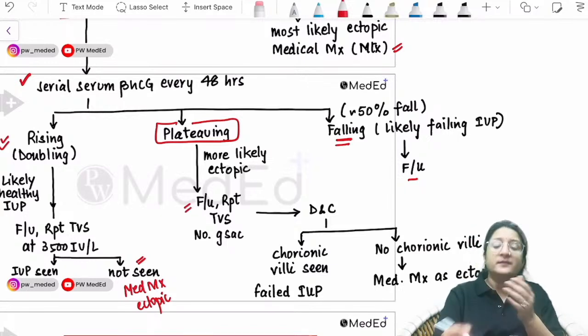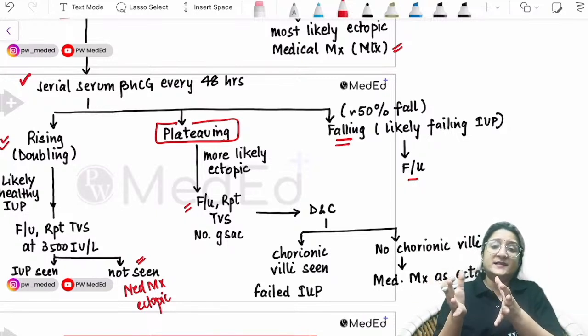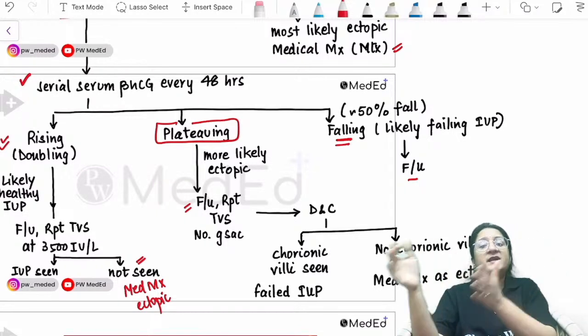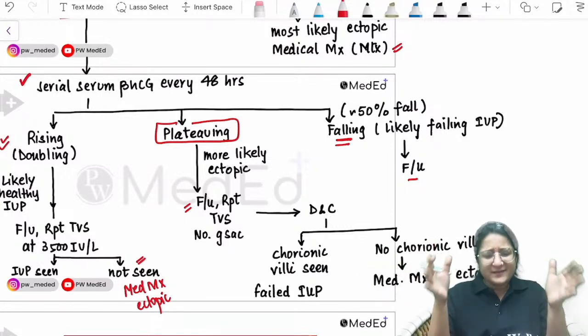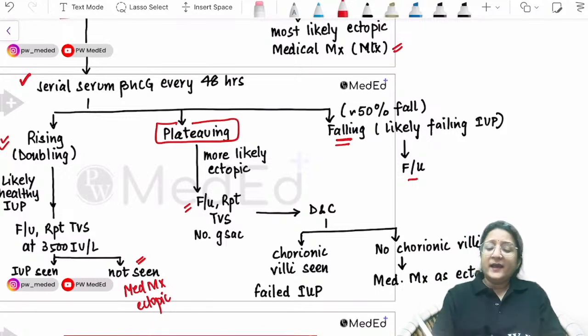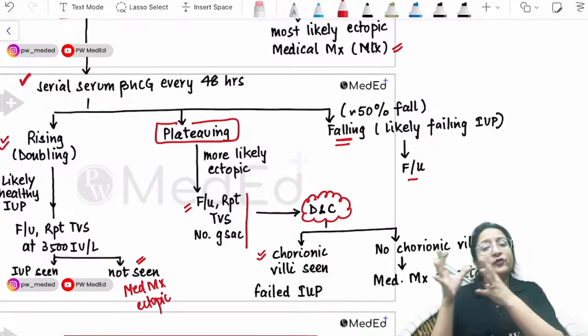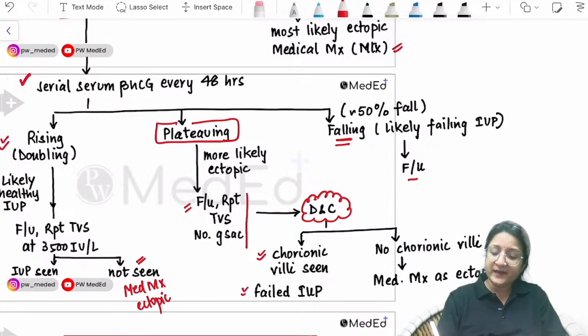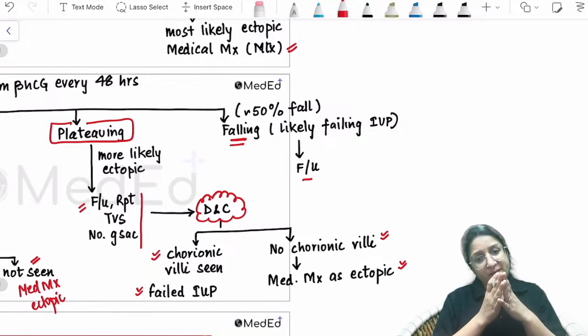So I keep on follow up, repeat TVS. If no gestational sac is there, I should at least have three values of beta HCG to compare with. So at least three values are required. If at all I still need to confirm, I can go for a DNC. On a DNC, if I see chorionic villi which are going to float in saline, I'll say it is a failed intrauterine pregnancy. If there are no chorionic villi, it can be medically managed as an ectopic pregnancy.